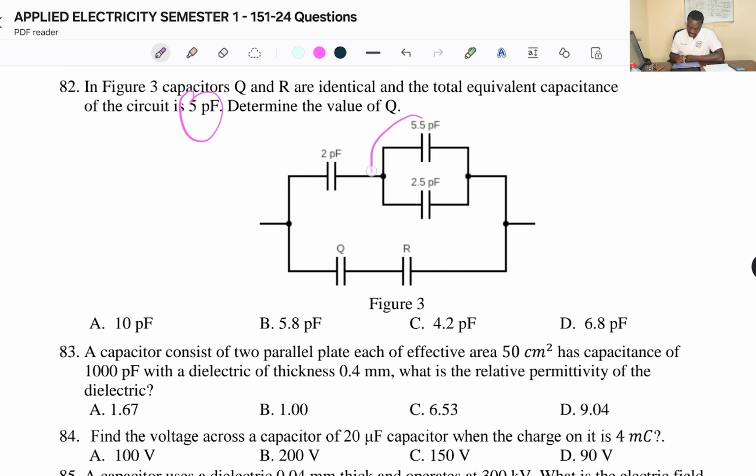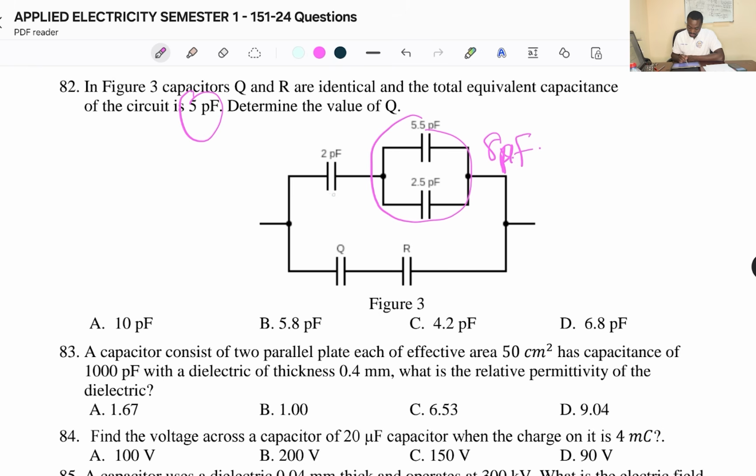So the first part here, 5.5 picofarad and 2.5 picofarad are in parallel. So here will just be the sum, and that will just be what? 5.5 plus 2.5, that will be 8 picofarad.